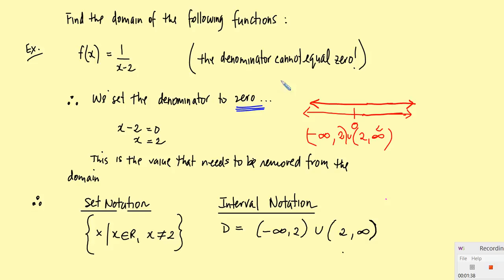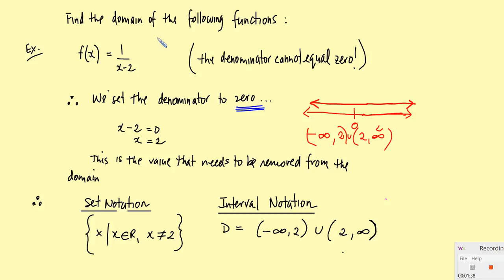Alright, now let's suppose that we had this problem here where it says find the domain of the following function. So I have f of x equals 1 over x minus 2. Now the denominator cannot equal 0. As soon as I see a value of x in a denominator, I am automatically going to say, oh, the denominator is not allowed to be equal to 0. So in order to figure out what values will bring the denominator to 0, I set it equal to 0. I take the entire denominator and set it equal to 0.